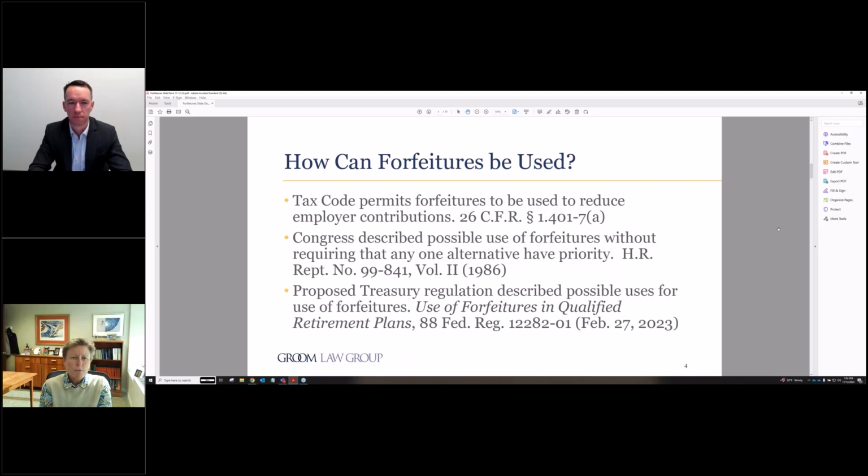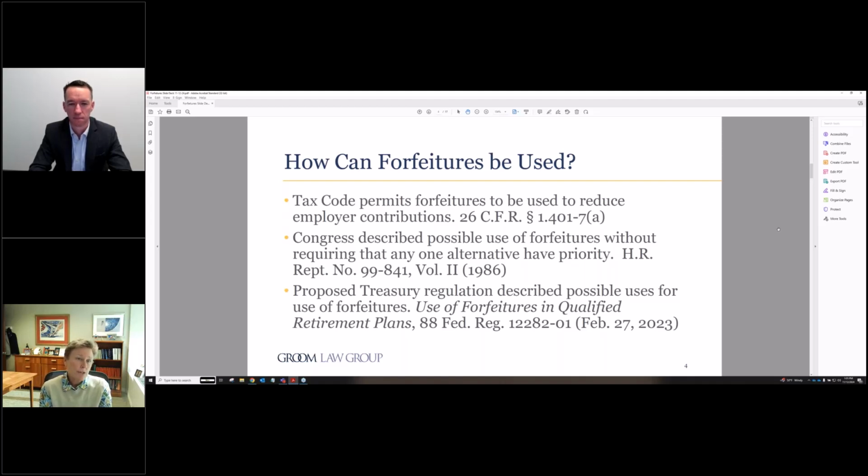And when you think about it, from a policy standpoint, that makes sense, right? The employer already contributed this money to the plan. The plan is allowed to have a vesting schedule. And so the idea that you use money that is in the plan to reduce employer contributions that go to another employee or are spread across other employees makes sense from a policy standpoint.